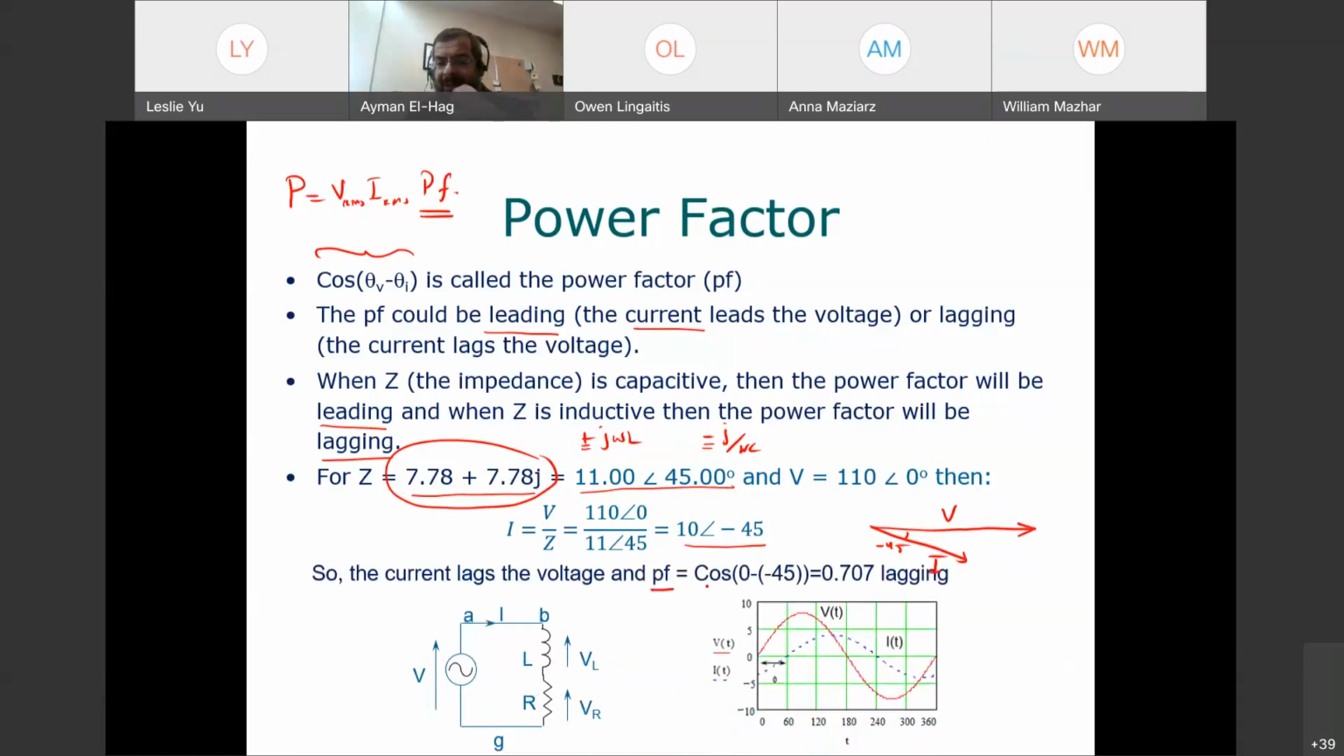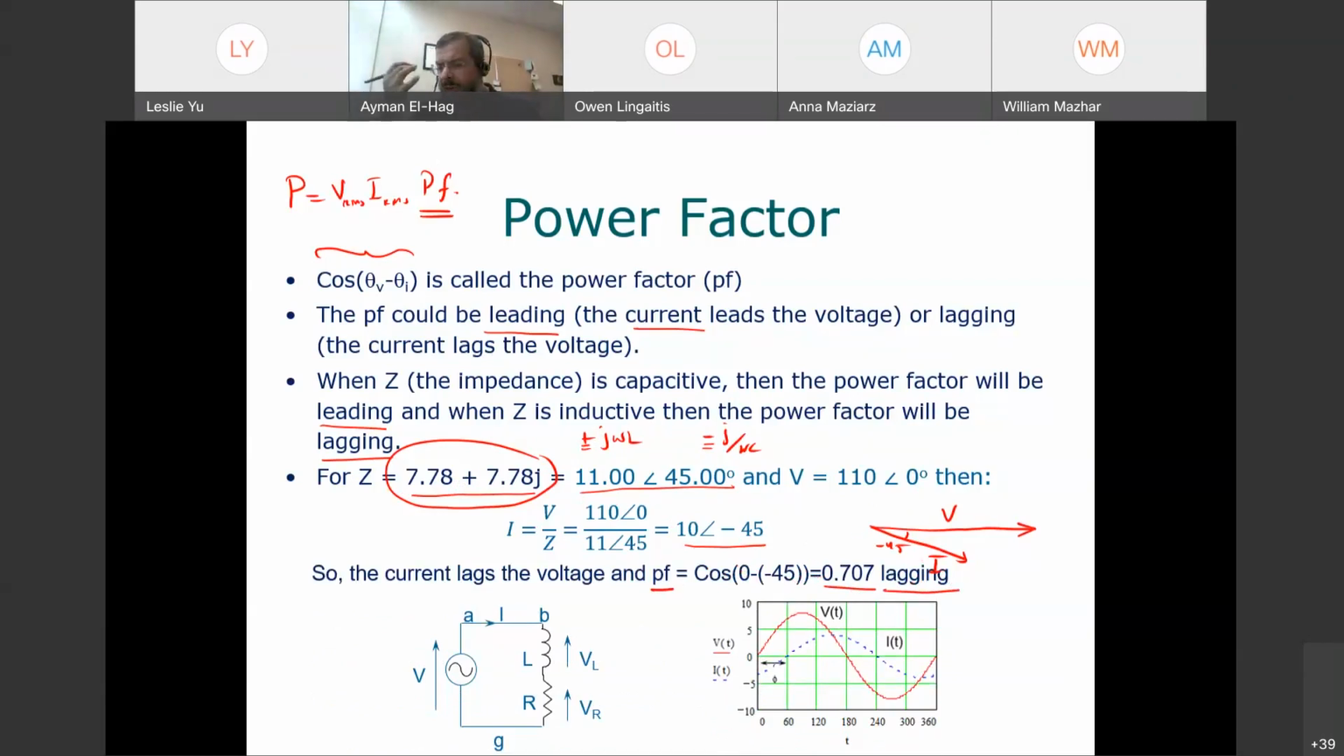And the power factor is cosine of theta V, which is 0, minus theta I, which is minus 45. So it is 0.707, and it is lagging. Now, why do we have to write this? It's not just the value. In the coming example, it will show you this.